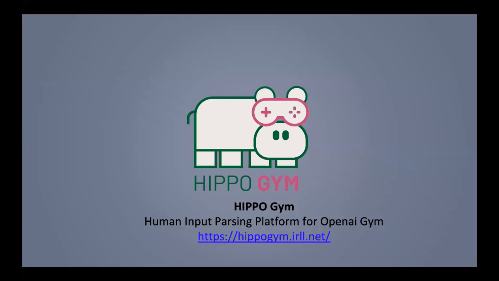So with that, I will show one slide saying, if you are interested in human-in-the-loop reinforcement learning, I suggest you check out HippoGym, the human input parsing platform for OpenAI Gym. It's open source, we just released it, and we're looking for more people to onboard onto the platform. And the idea is that you can perform human subject experiments over the internet easily, especially important during COVID.